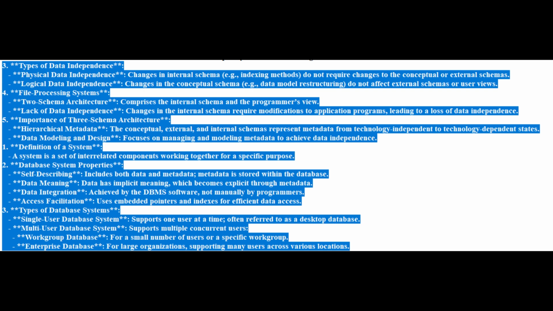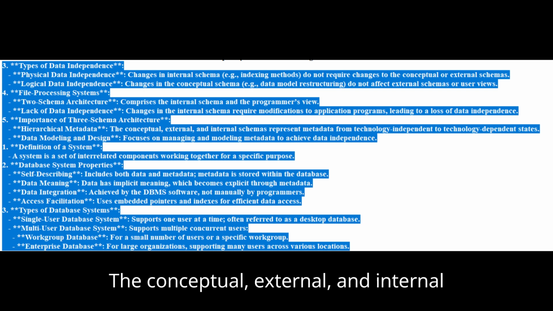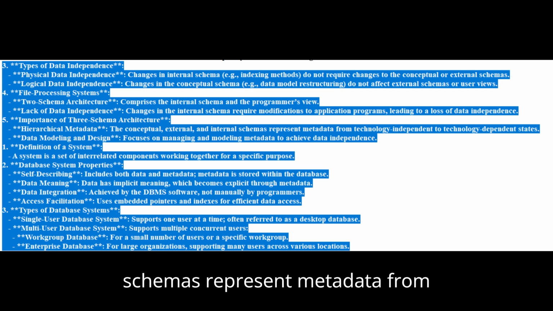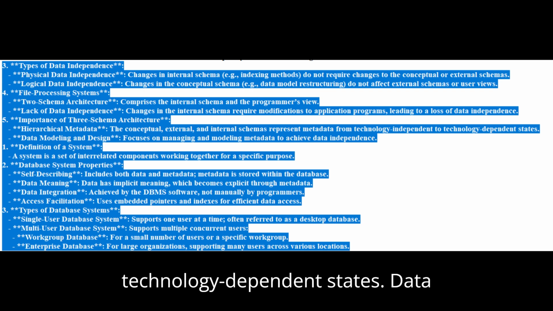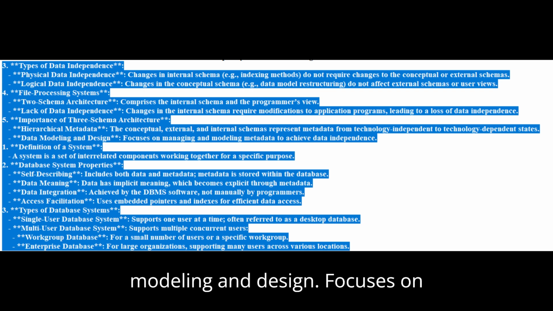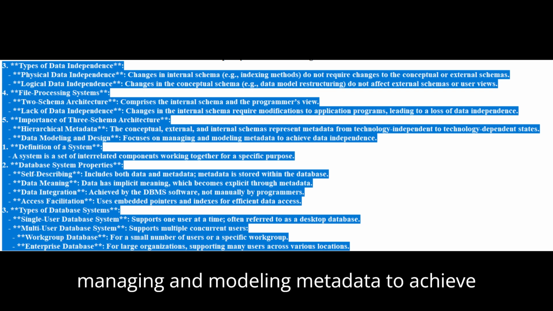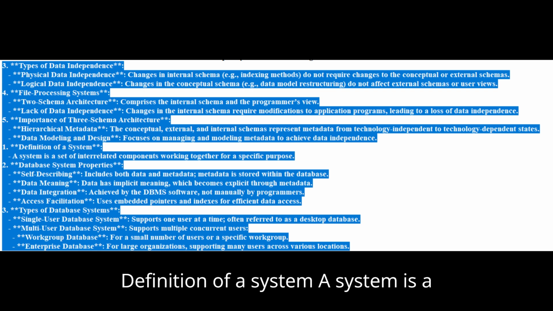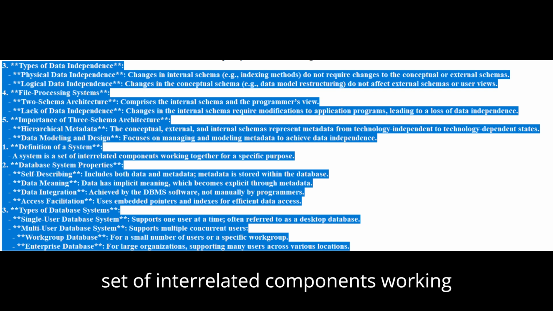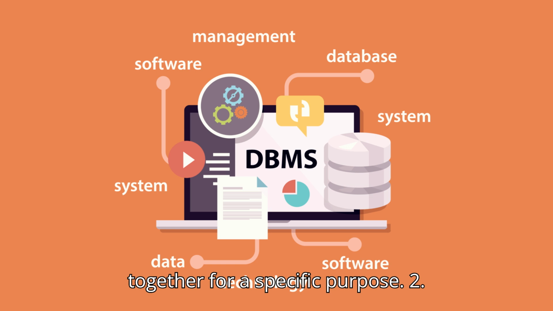Hierarchical metadata: the conceptual, external, and internal schemas represent metadata from technology-independent to technology-dependent states. Data modeling and design focuses on managing and modeling metadata to achieve data independence. 1. Definition of a system. A system is a set of interrelated components working together for a specific purpose.